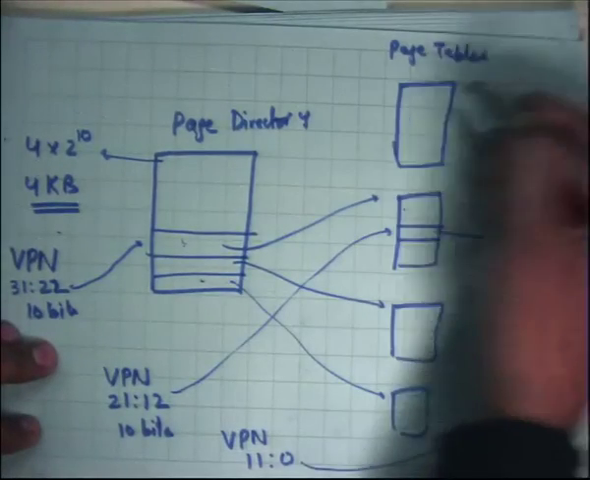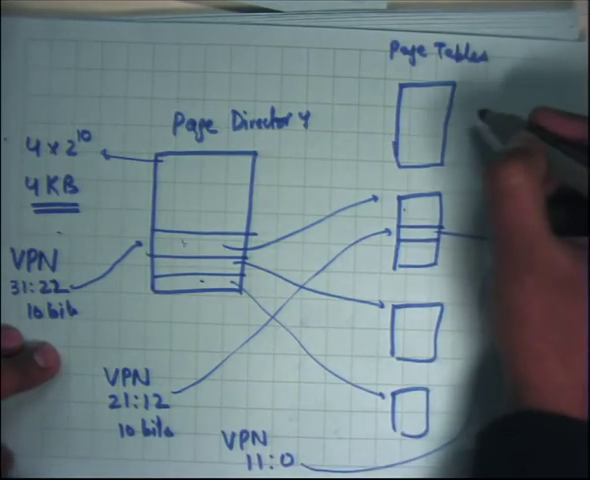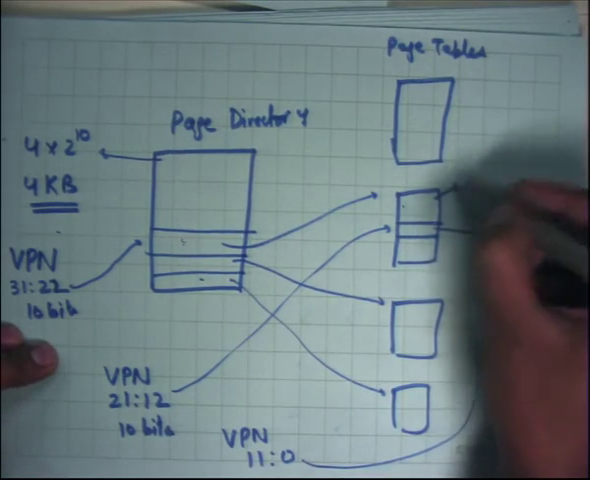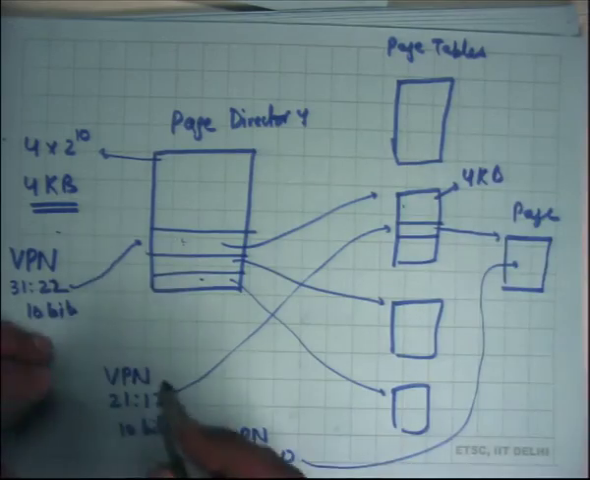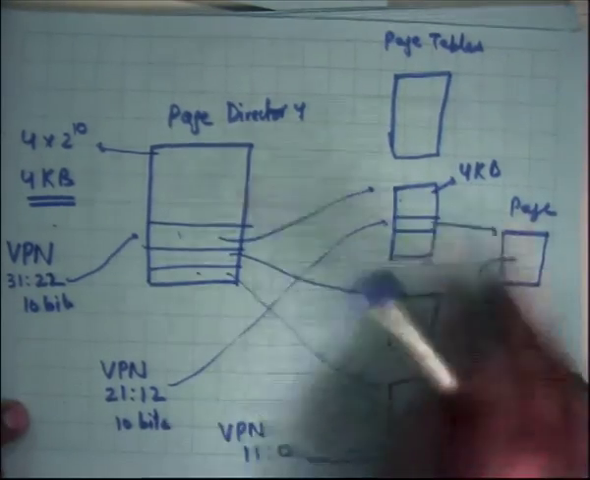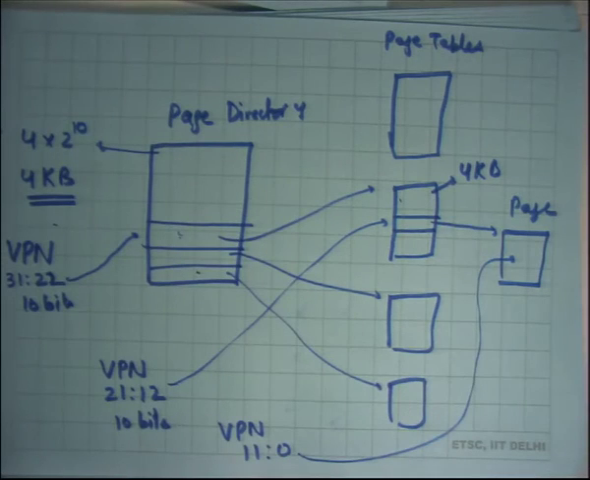Similarly, what's the size of the page table? Same thing, right? You're using 10 bits to index into the page table, and each entry is 4 bytes, so it's 4 KB again. So once again the page table itself lives on a single page, and then you use that to index a page and you get the page. Okay.